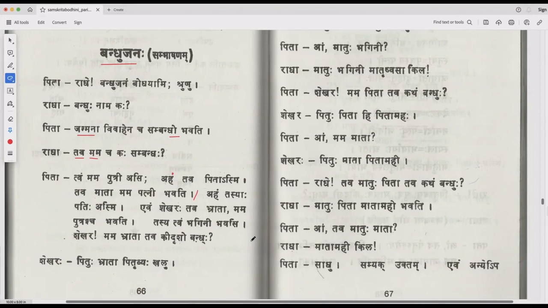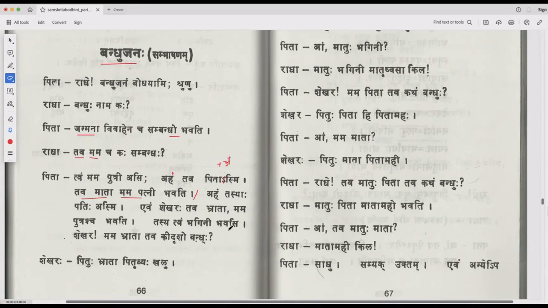Aham tava pita asmi. Now please do not write this S here. Remove it. It's only pita asmi, as in one word, and that is split into pita plus asmi. Okay. Your mother is my wife. Okay, so tava mata, your mother, mama patni, my wife.